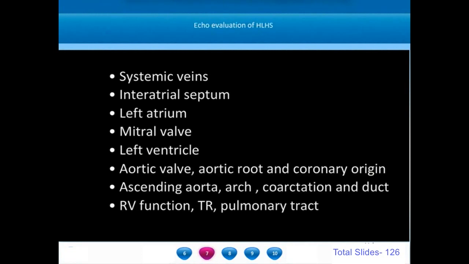When we evaluate a patient of hypoplastic left heart syndrome with echocardiography, we analyze the systemic veins, the interatrial septum, the left atrium, mitral valve, the left ventricle, the aortic valve, aortic root and coronary origin, the ascending aorta, arch, coarctation and the ductus arteriosus, the right ventricular function, the tricuspid regurgitation and the pulmonary tract.